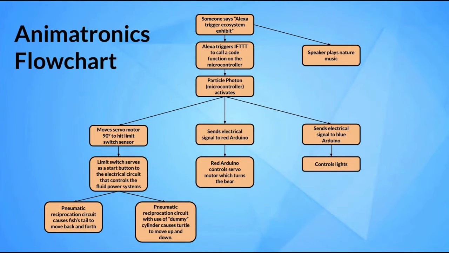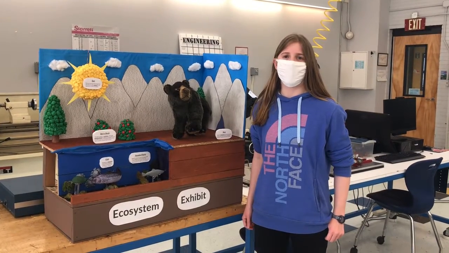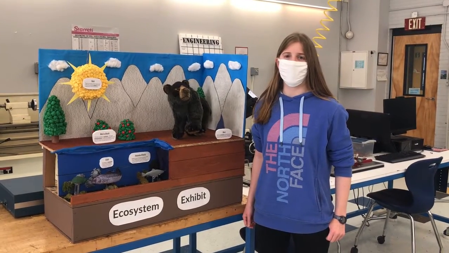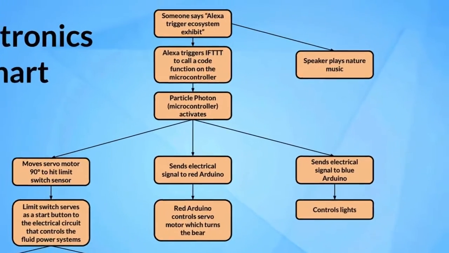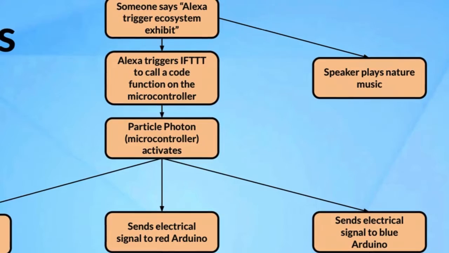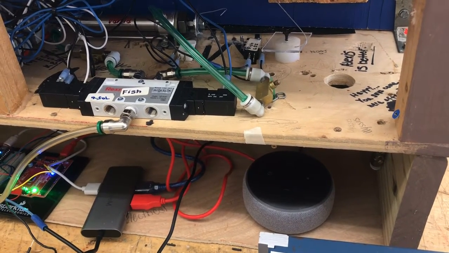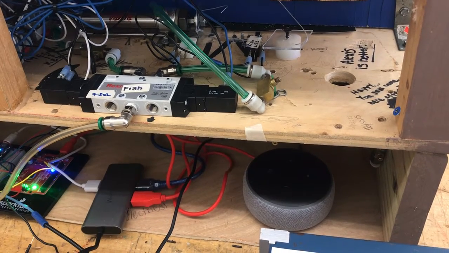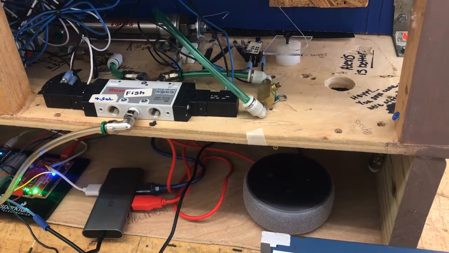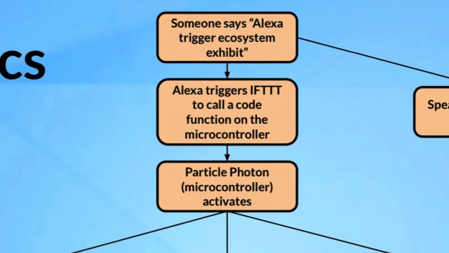This is a flowchart of how our project works. To start, the user says, "Alexa, trigger ecosystem exhibit." We programmed Alexa so that when this phrase is said, it performs two main actions. First, it begins playing nature sounds through the speaker. Secondly, it triggers another software called IFTTT.